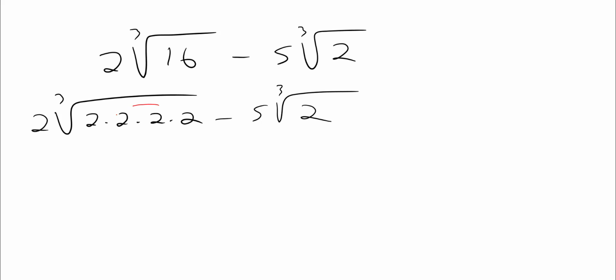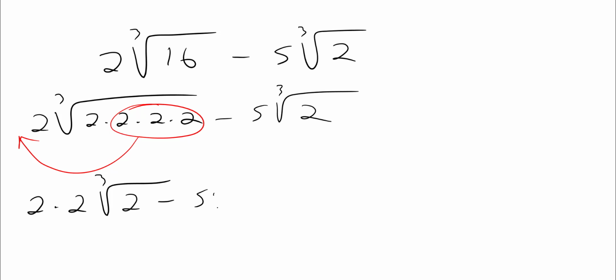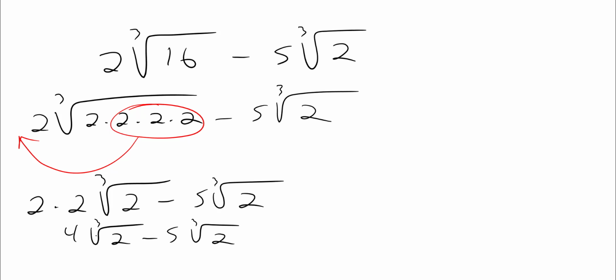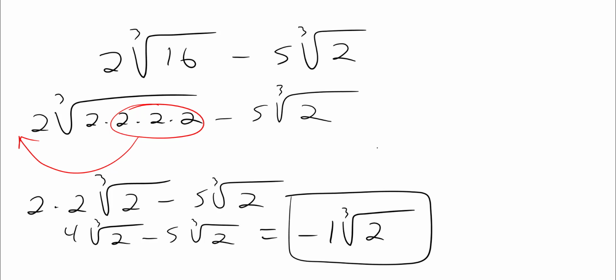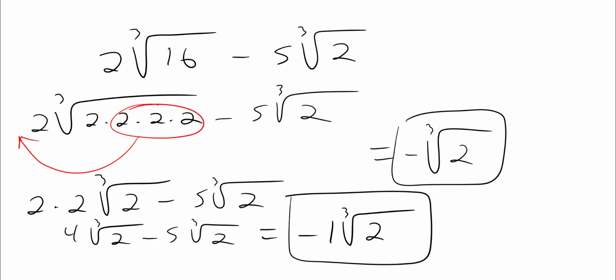So I'm going to pull out a perfect cube here. That comes out. So I wind up getting 2, and then the 2 that I just pulled out, cube root of 2 minus 5 cube root of 2. So it gives me 4 cube root of 2 minus 5 cube root of 2. So 4 minus 5, same radical, it's the cube root. So 4 minus 5 is negative 1. So my answer is negative 1 times the cube root of 2. Or you could just say negative the cube root of 2. But I don't care. Either one's fine.